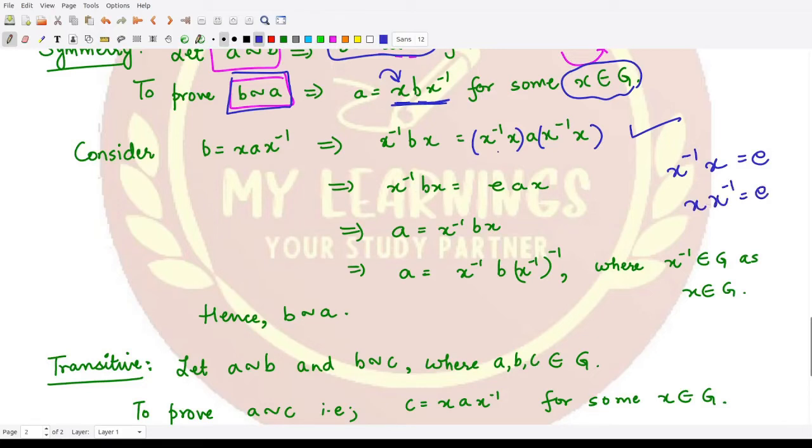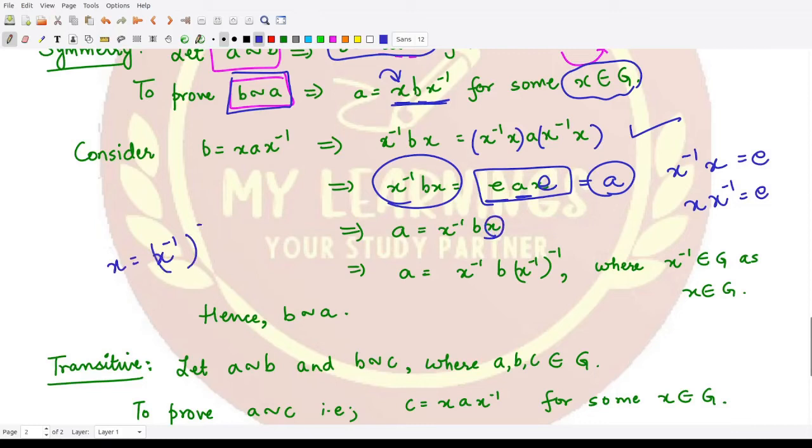So therefore on the right hand side we have E, here we have A, and here also we have E, right? So that means this right hand side now becomes equal to A. So finally we have A as equal to x inverse Bx, and you can write this x as the inverse of x inverse, correct? So therefore we are just rewriting it over here. X could be written as the inverse of x inverse.